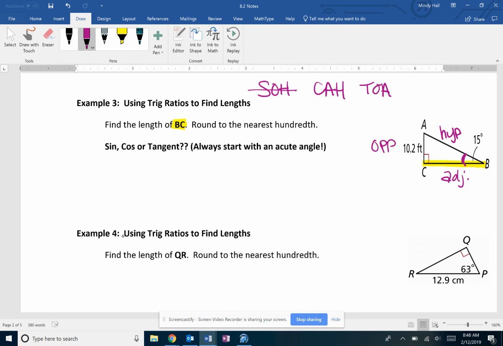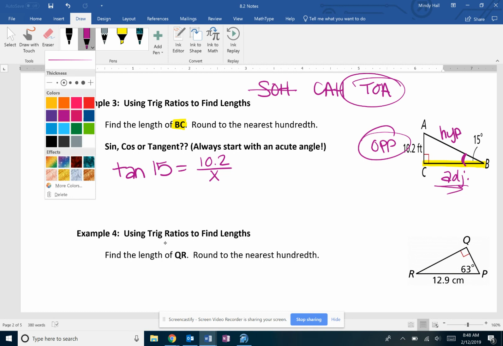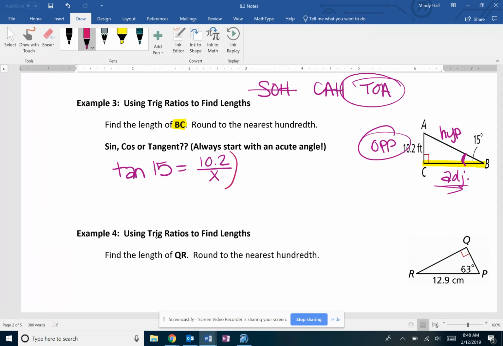But I do have my opposite, and I do need the adjacent. So the one that has opposite and adjacent is tangent. So when you set this up, you'll have tangent of 15 equals opposite, which is 10.2, over adjacent, which we don't know, so we'll just call it x. To solve this, you will have to first multiply both sides by x so that you can get it out of the denominator. So you have x times the tangent of 15 equals 10.2.